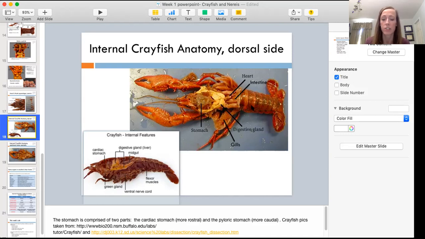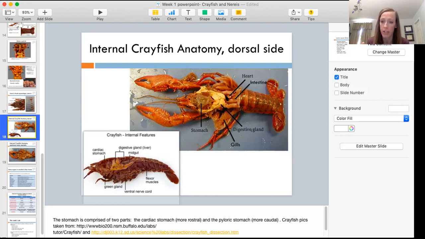Okay, so that's the digestive system. You should be able to visualize the entire thing from mouth to anus. And then the digestive glands, you'll want to remove those. Just behind or just caudal to the digestive glands is the heart. The heart is the pumping organ of the crayfish. In contrast to the Nereis, which doesn't really have a heart, the crayfish does have a heart.